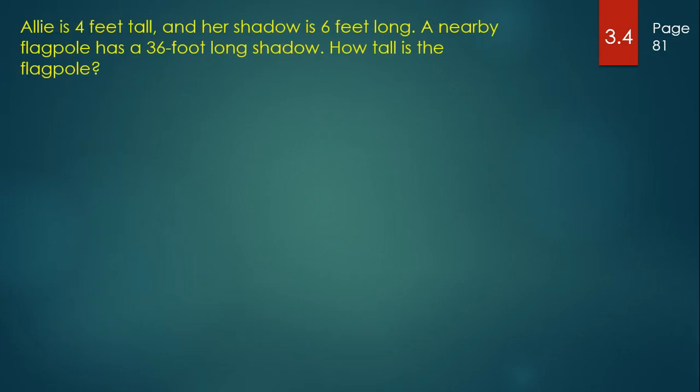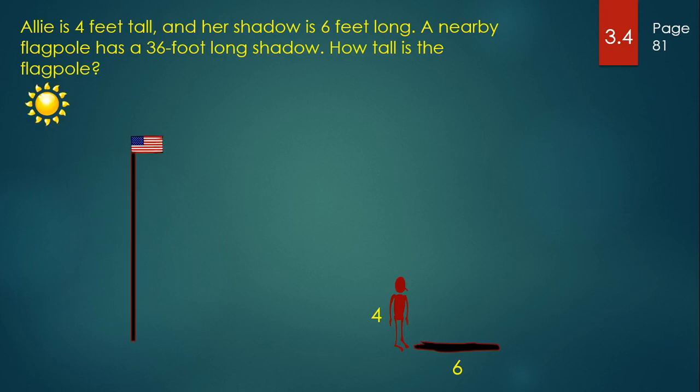So let's try a real-world problem that involves similar triangles. Allie is 4 feet tall and her shadow is 6 feet long. A nearby flagpole has a 36-foot-long shadow. How tall is the flagpole? Well, let's draw a picture of what's going on. Here's the sun, here's Allie, she's 4 feet tall, and there's her shadow that's 6 feet long. The flagpole has a shadow that's 36 feet long, but we have no idea how tall the flagpole is.